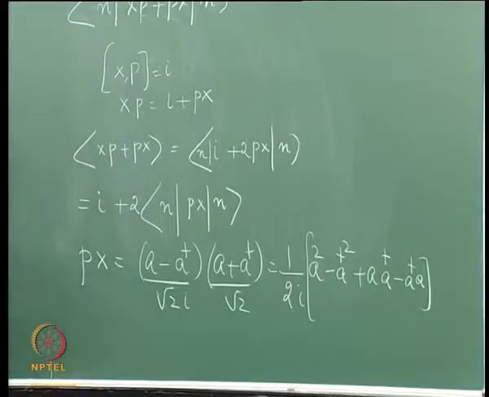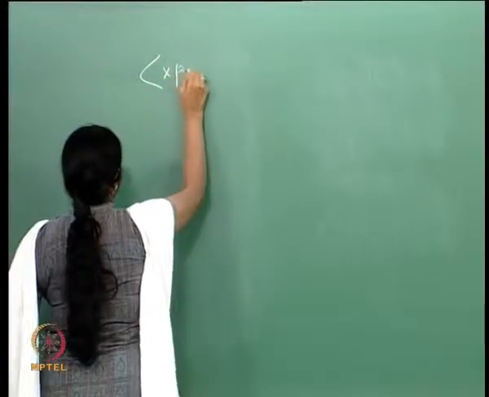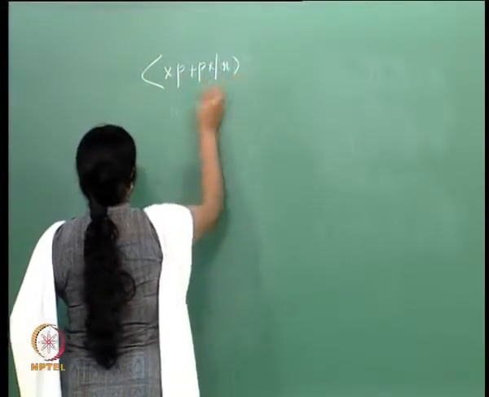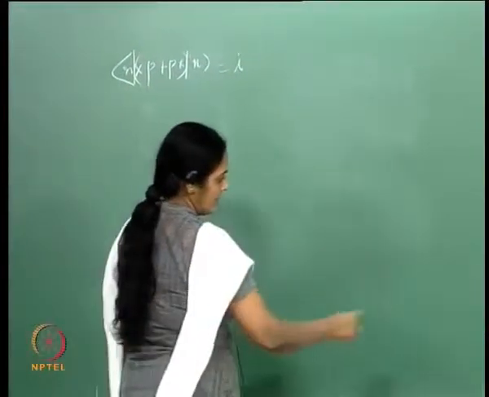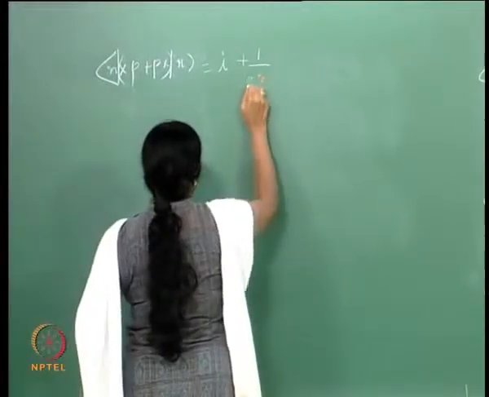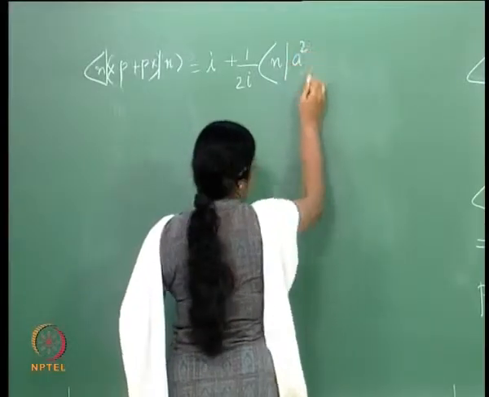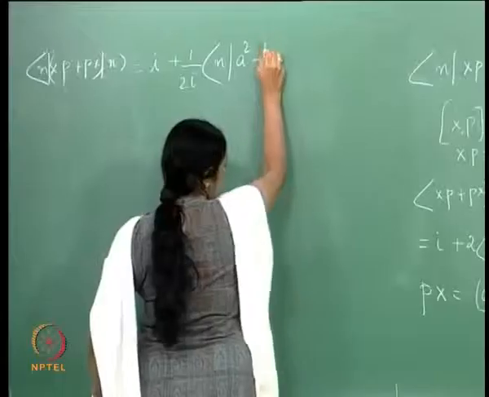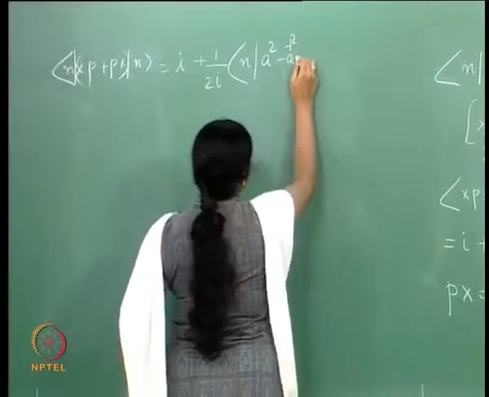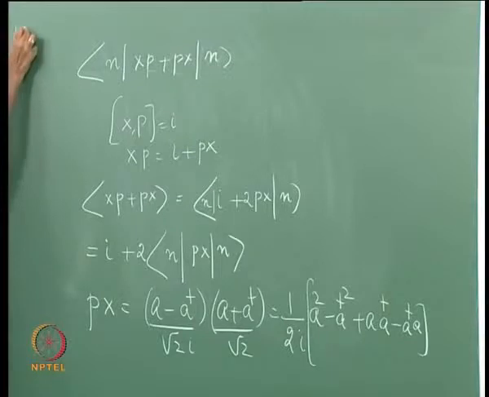I use this and I find out the expectation of xp plus px. So, I get the expectation of xp plus px in the state n is i plus 1 by 2 i times the expectation of (a squared minus a dagger squared plus a a dagger minus a dagger a) in the state n.